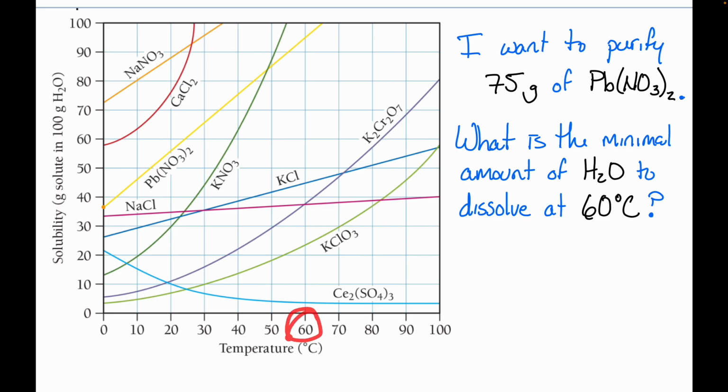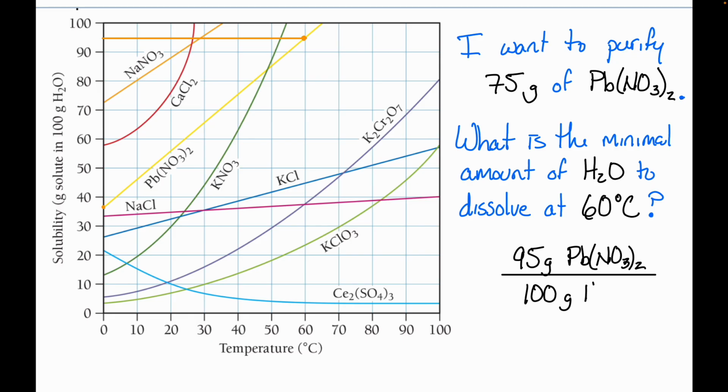All right, so let's check out at 60 degrees. Here's my lead nitrate, this yellow curve here. If I follow this up, right there, I'm going to say this is pretty much smack dab in the middle at 95 grams of my lead nitrate per 100 grams of water. So from my chart, what I get is 95 grams of lead nitrate per 100 grams of H2O.